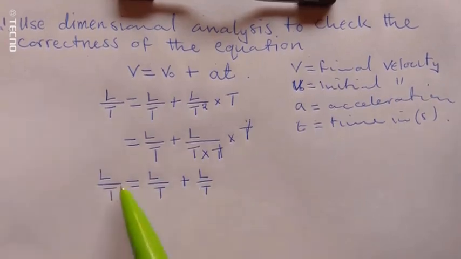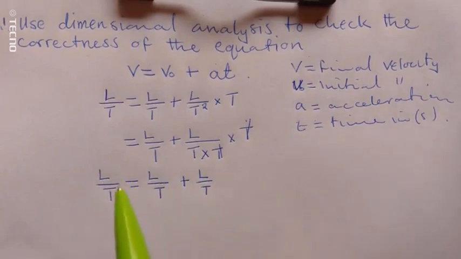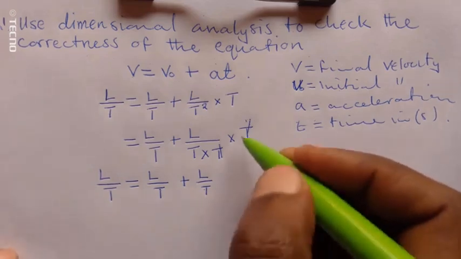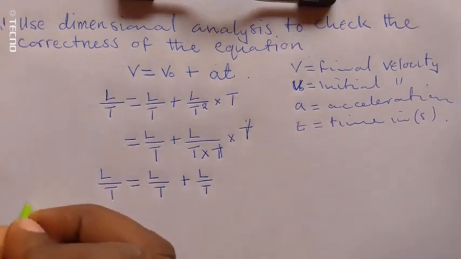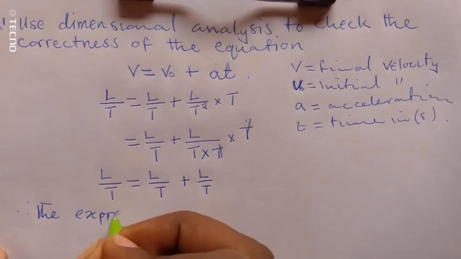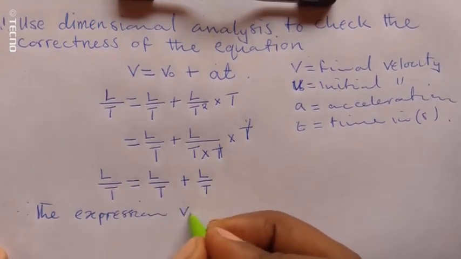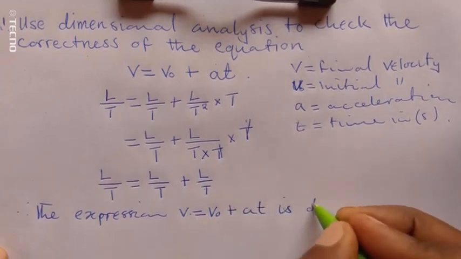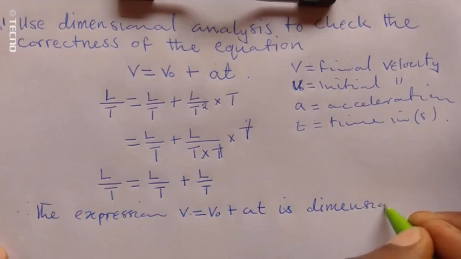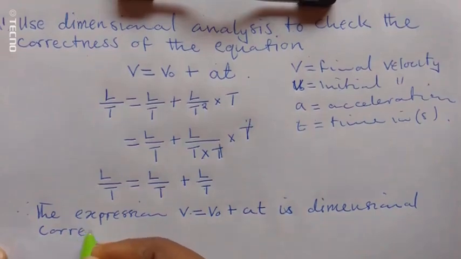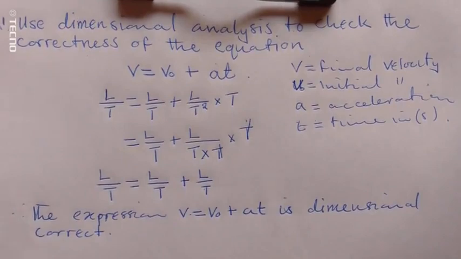As you can see, throughout the equation we've got the same dimension. This is L over T, which is velocity. Even there is velocity. Even there is velocity. So all this is what we call dimensional analysis. Therefore we are saying that the expression v is equal to v initial plus a t is dimensionally correct. Yes, so this is how you are supposed to do it.